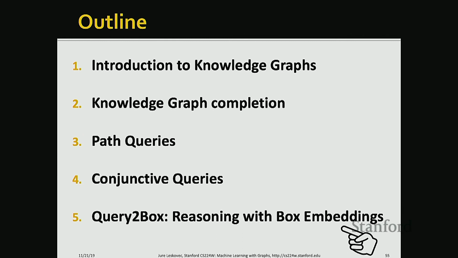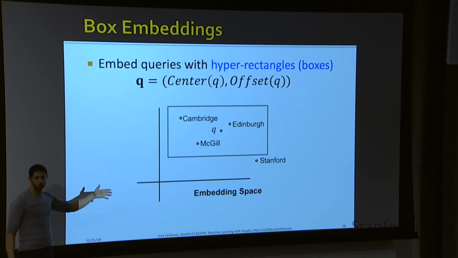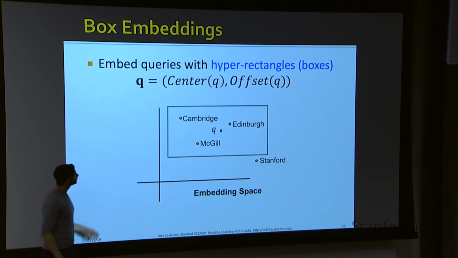So that's the last part of the lecture. We're going to be talking about Query2Box, which is a way to reason on knowledge graphs through box embeddings. What are box embeddings, first of all? Okay, so rather than having our vector, we embed queries with these hyperrectangles, which from now on we're going to call boxes. So it's easier for me to pronounce.